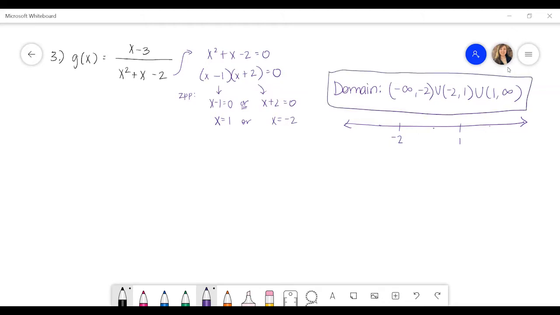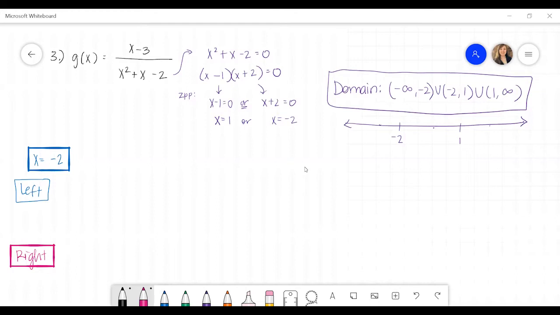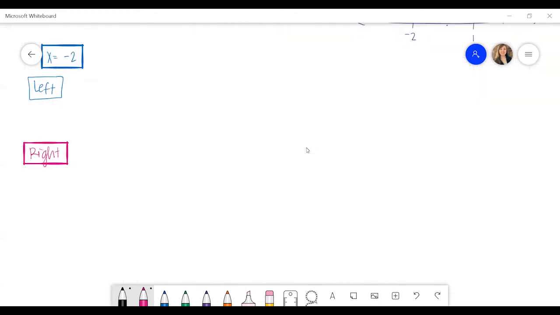This may not be the most exciting information, but this actually means we're going to do our tables twice. Once for x is equal to negative 2 first, just because it's the left most, though it doesn't matter. We'll go once with the left and once with the right. Then we're going to come back and do the same thing with x is equal to 1. So we're going to have more work here, but that's okay. So let's set up our table. X, f of x.